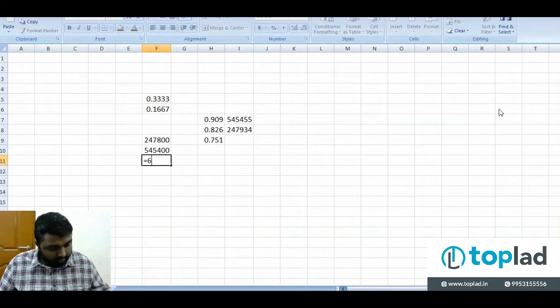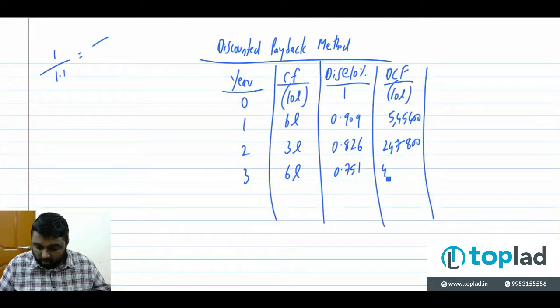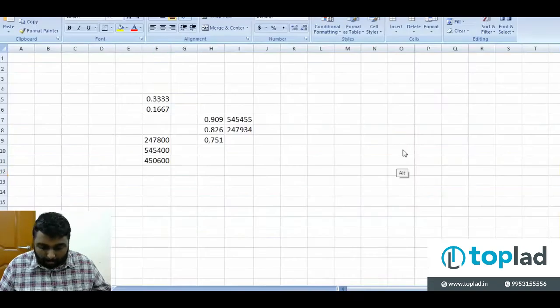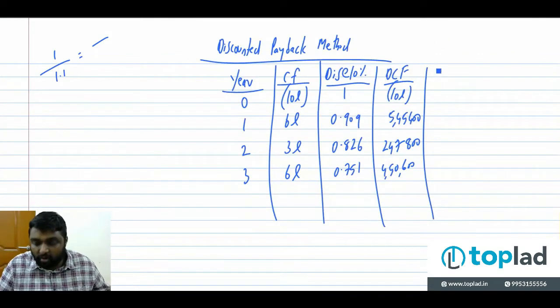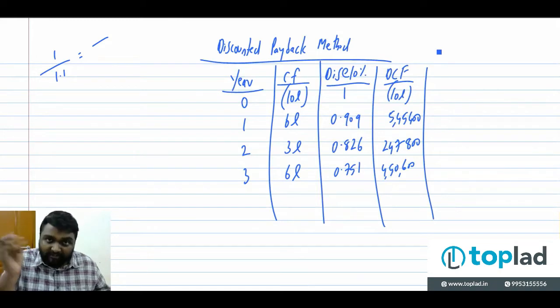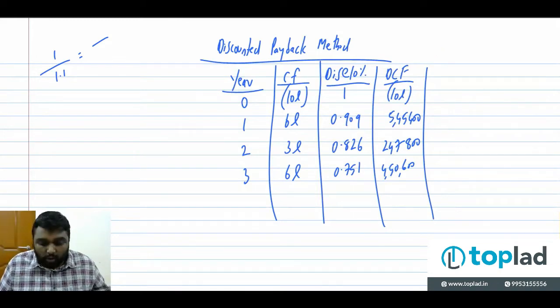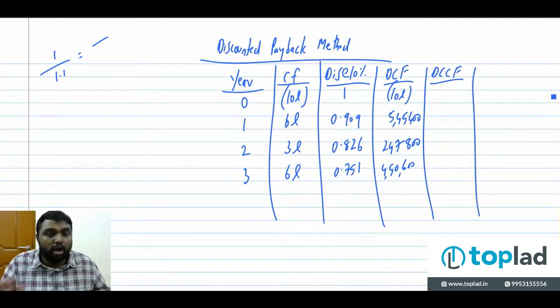Next, 6 lakh into 0.751 gives 4 lakh 50,600. So we got the discounted cash flow. Under this concept everything is the same, but under discounted payback, what we do is we make the cumulative of the discounted cash flow, not the normal cash flow.